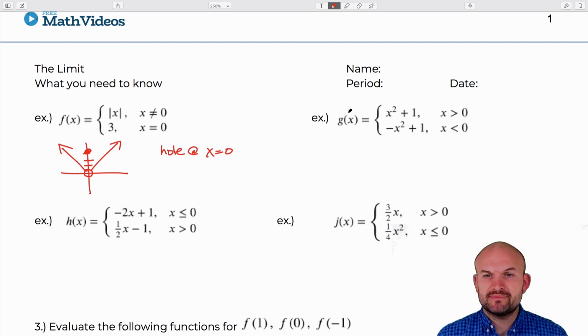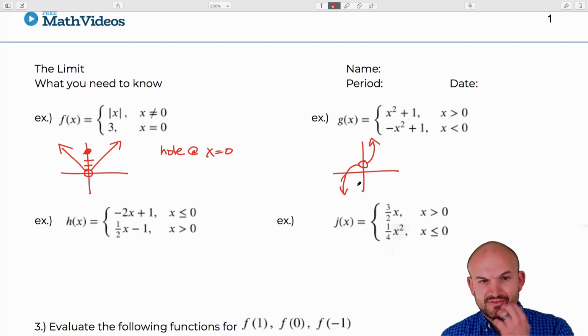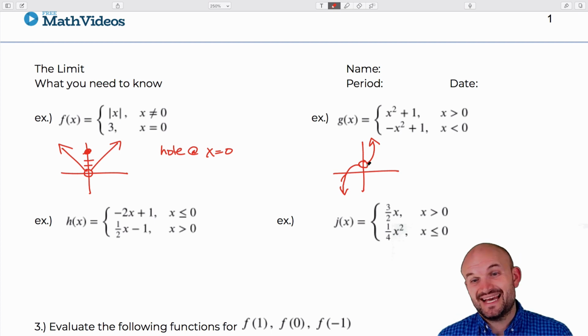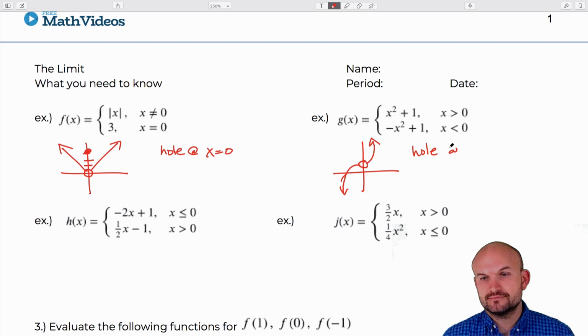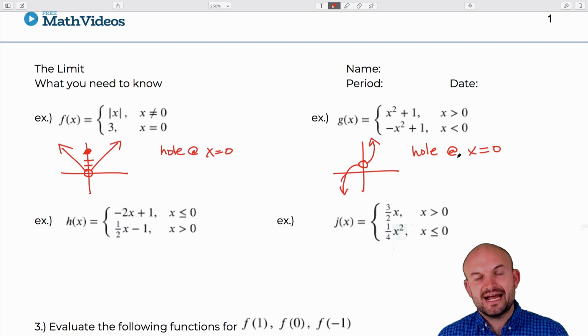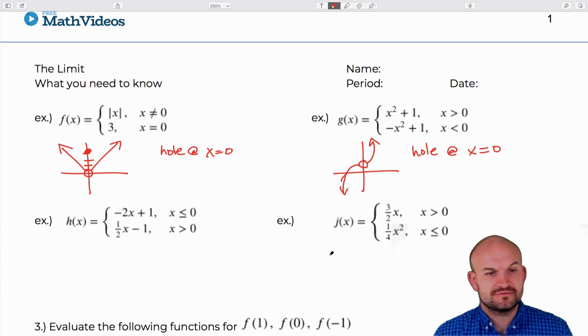For g of x, the next one, we have x squared plus 1, which is for x greater than 0. So that's going to be plus 1, greater than 0. And then we have negative x squared plus 1, and that's basically a parabola going down. So again, you can see here, in this case, we have a function that is not defined at this hole, right? So it's still going to be a hole at x equals 0. Even if it has a defined value or it does not have a defined value, there still is a hole. There's still that undefined value on the graph.